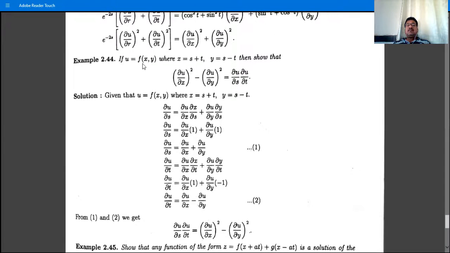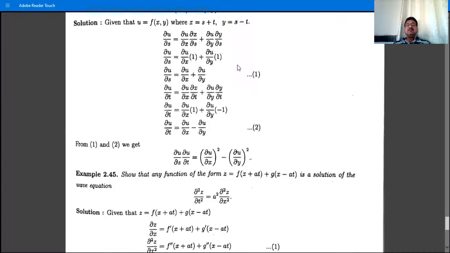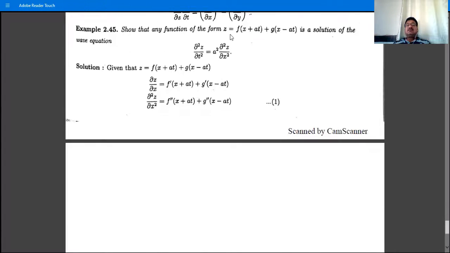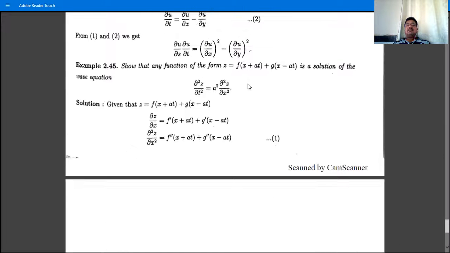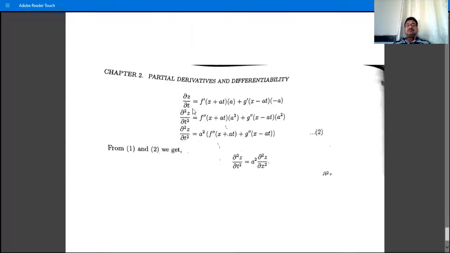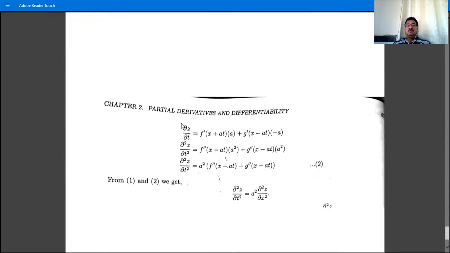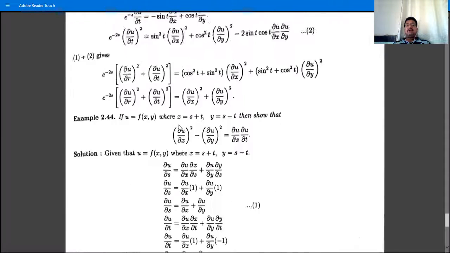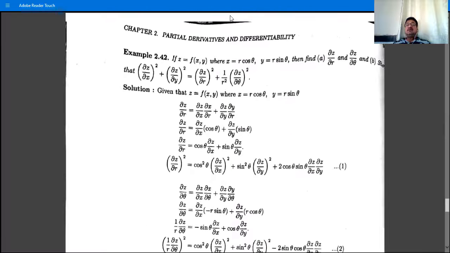So w is f of x, y means w is a function of x and y, and x and y are functions of s and t. Here write x plus at as u, x minus at as v, or another notation, and then solve this problem, or directly apply the chain rule. So write all these solved problems in your notebook. Already an exercise on this topic is given to you, so solve all the exercise problems.